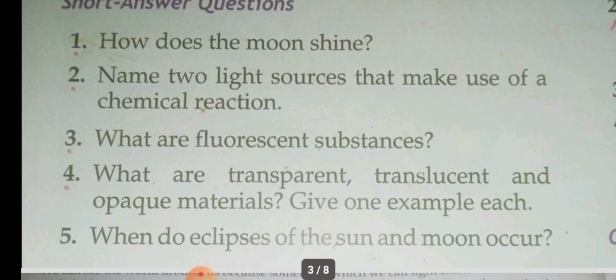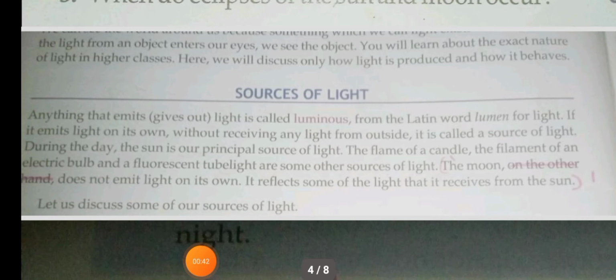The first one: how does the moon shine? The answer is the moon does not emit light on its own. It reflects some of the light that it receives from the sun. Okay, children. The moon does not emit light on its own. It reflects some of the light that it receives from the sun.